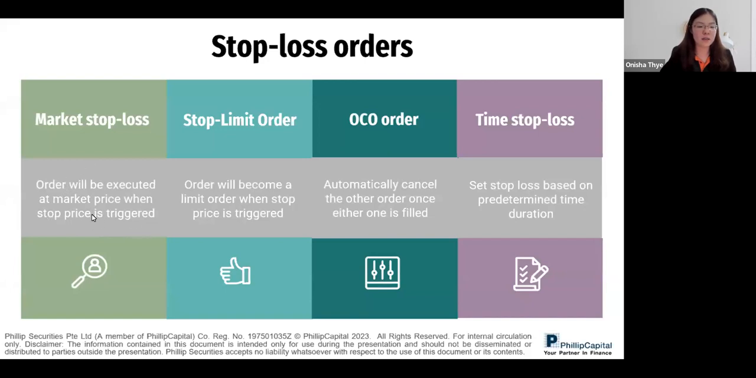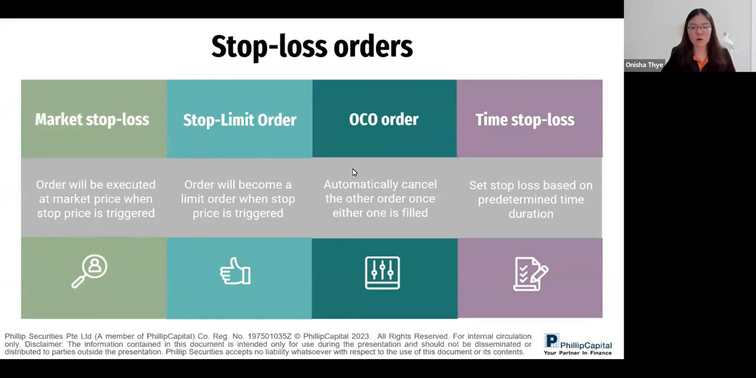I think I made a mistake here. There's no triggering of stop price over here. The triggering of stop price only happens during a stop limit order, where the order becomes a limit order when the stop price is triggered. So this is the stop limit order, while the market stop loss would only execute at market price. I made a mistake there. The next one will be the OCO order.